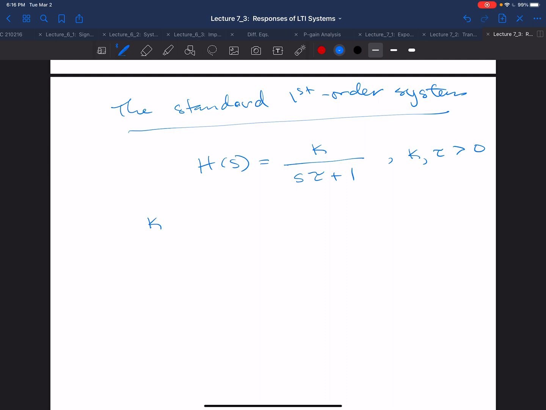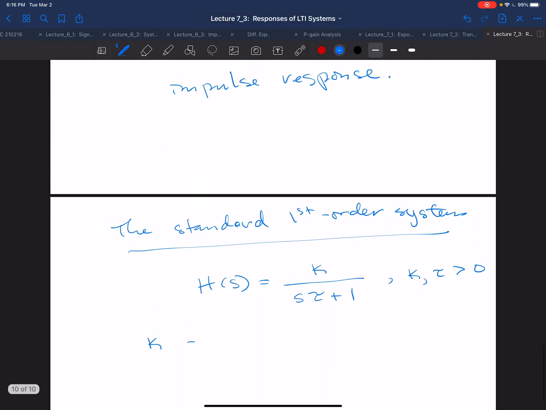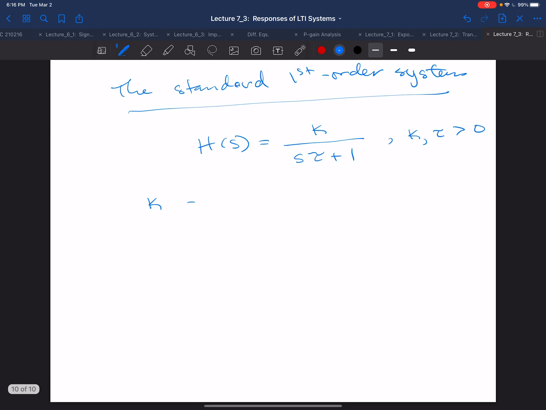We'll see why in the next lecture, but K is what we call the DC gain of this transfer function. But DC gain is a general concept that applies to transfer functions of other forms as well. And for reasons that we'll see in the next video, we call τ the time constant.